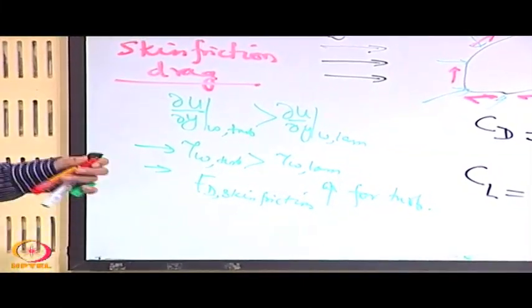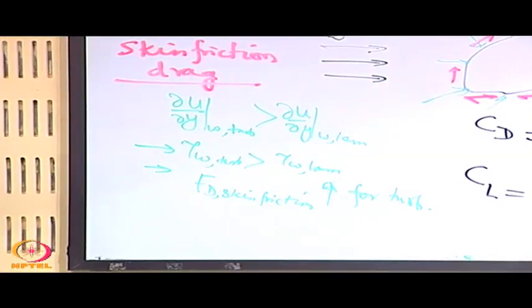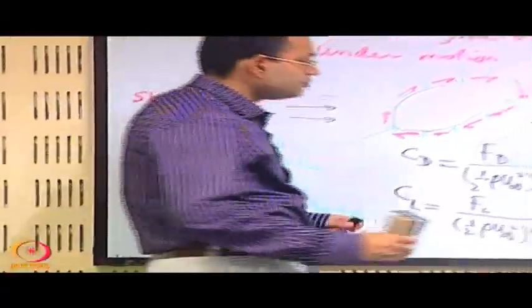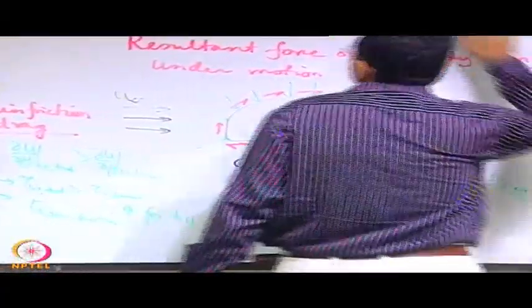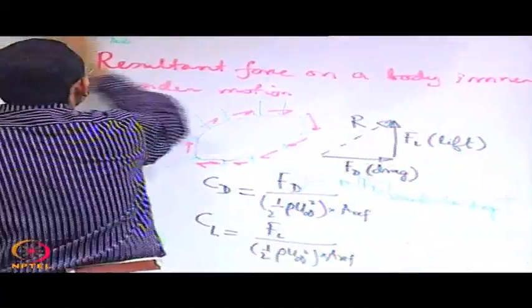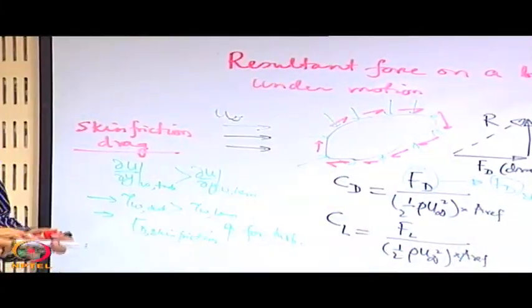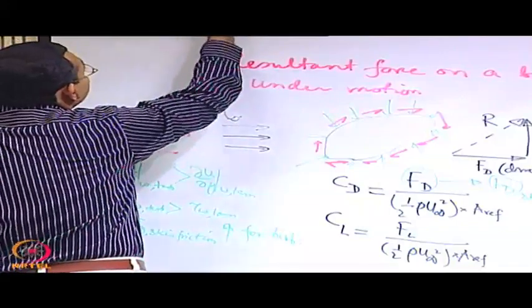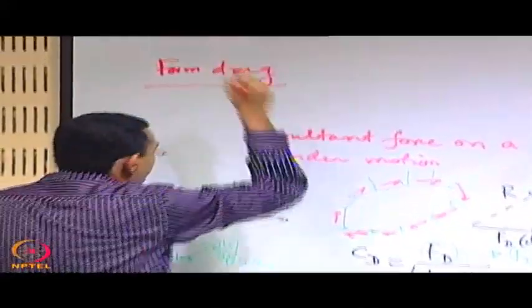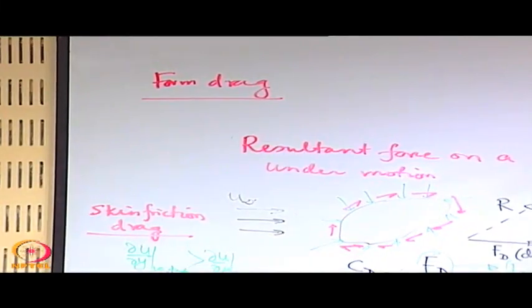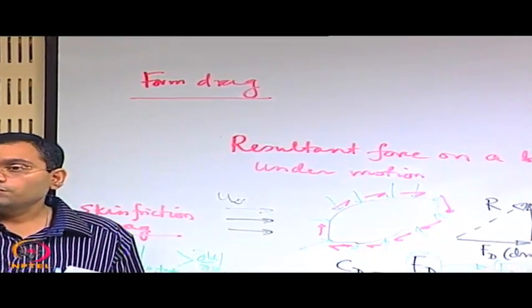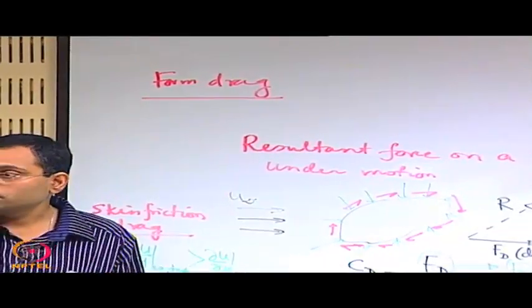Now let us come to the form drag or pressure drag. For the form drag we are bothered about the geometry of the body. It all depends on the pressure distribution around the body. So form drag occurs because of what? Because of a boundary layer separation.